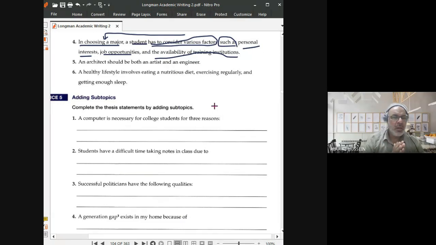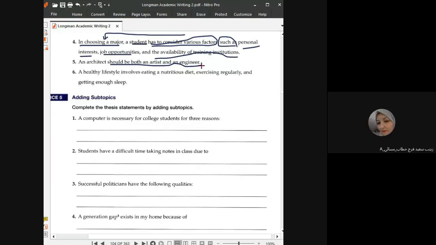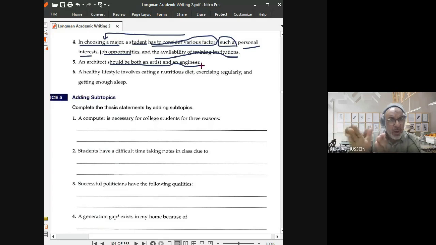Maysoon, I think, or Zainab. Yes. Zainab said should be is not the opinion. Should be is incomplete. Yes, I mean this. But when we say should be both an artist and an engineer, here is the main controlling idea, all this part of the sentence.